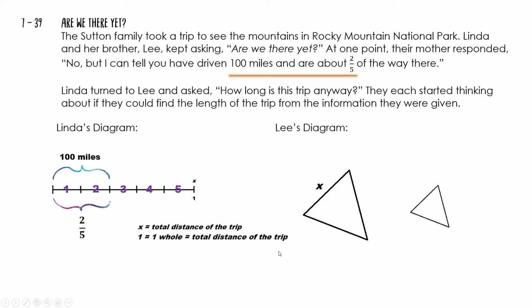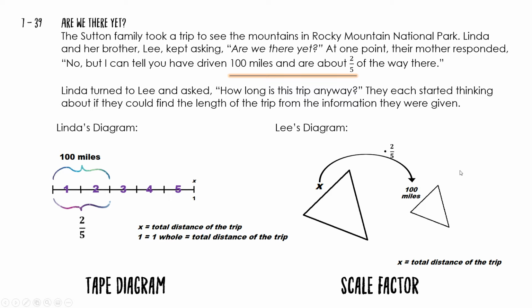And then Lee drew 2 similar triangles where X also represents the total distance of the trip, but this time he's multiplying X by 2/5 to equal 100 miles, right? The total distance of our trip, 2/5 of that is 100 miles. All right, so these 2 diagrams should look really familiar. Linda is using a tape diagram, whereas Lee is using a scale factor. So we're going to go through 2 different methods to try and figure out the total distance, okay?